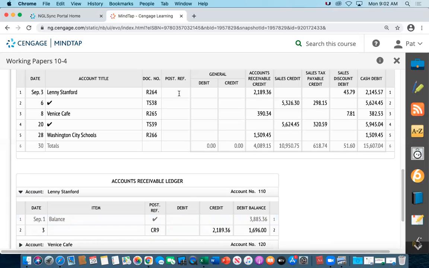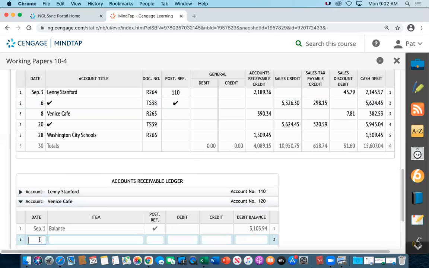The last step in the posting process is to put the account number up in column 110. Now the check mark means what? It means there was nothing in the general debit or credit or accounts receivable credit to post. We don't post these items individually, so we need to put a check mark there to let everybody know we're good. That line's not posted. We didn't make any mistakes.